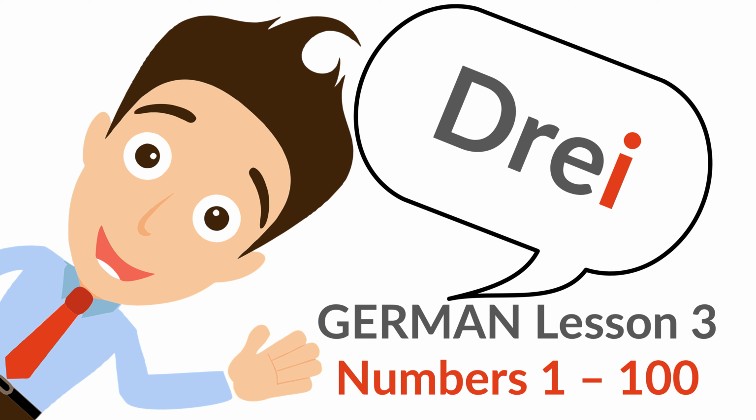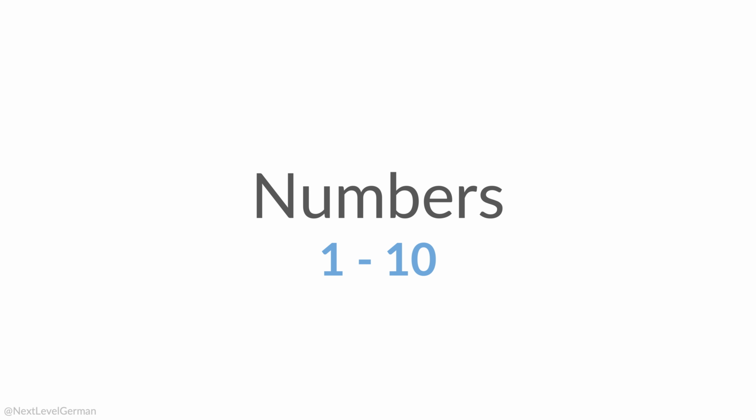Today, in our third lesson, we're going to expand our German by taking a close look at numbers. We'll be focusing on numbers up to 100 in German, essential for everyday situations like shopping, telling time, or giving your phone number. Let's start with the basics. 1 to 10. I'll present them to you and you repeat after me.